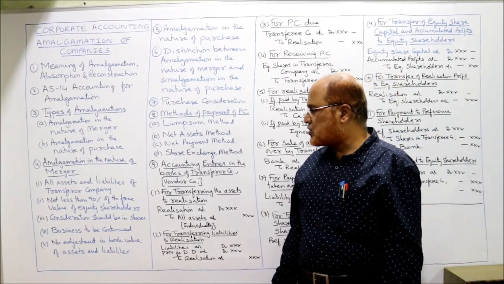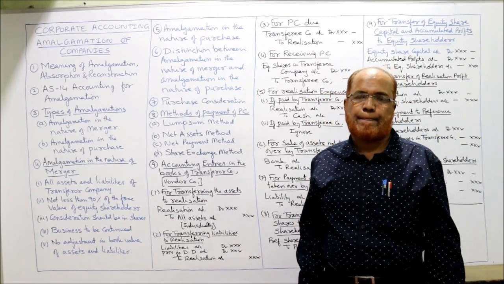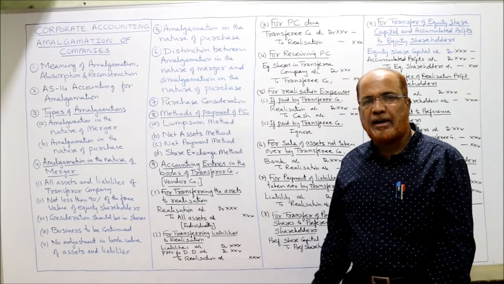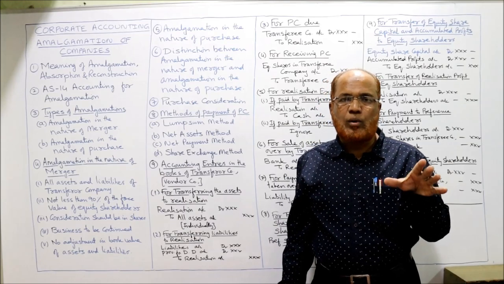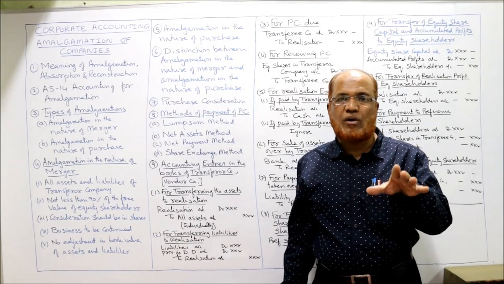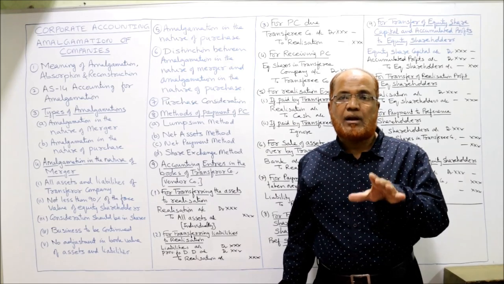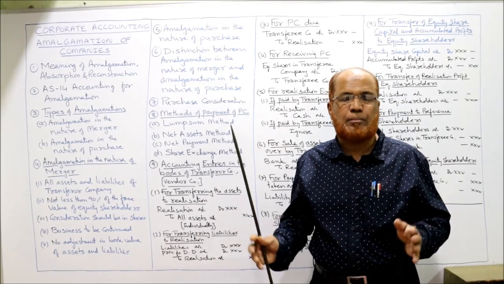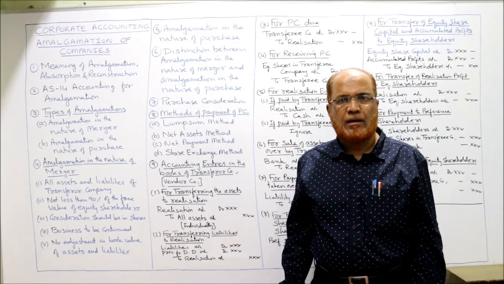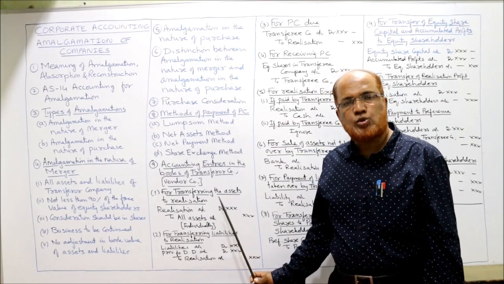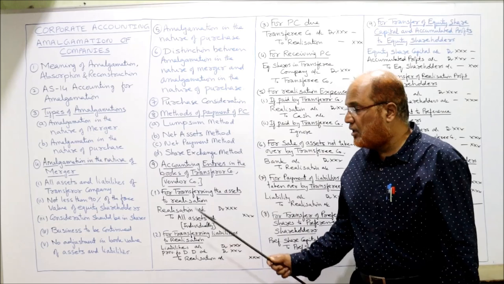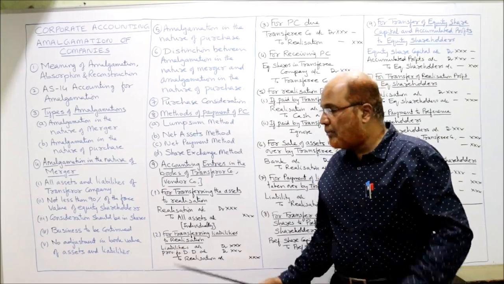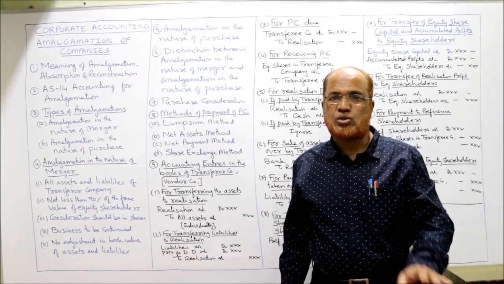Now, accounting entries in the books of the transferor company, the vendor company. Now we are coming to the problematic part. So far, we have discussed the theory. Now, the problematic part: what are the journal entries to be passed in the books of the transferor company? The transferor company is the company which is going to be liquidated, wound up. Jo company khatam ho rahi hai, wo company ko transferor company kahenge, usme journal entries kya pass karenge. Here you have to give more concentration. If you remember these entries, easily you can solve the problem.